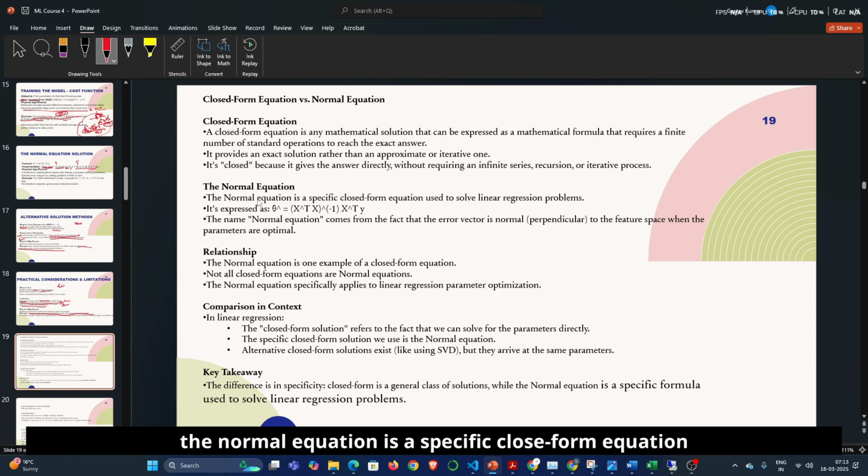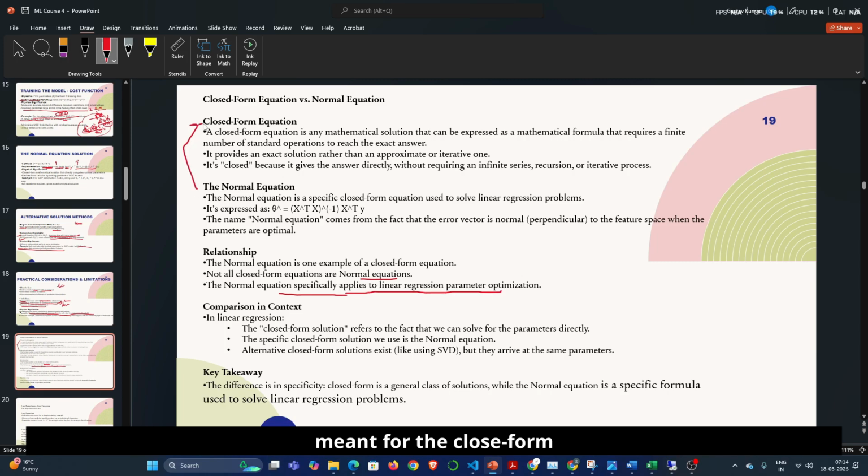The normal equation is a specific closed form equation. It's a part of the closed form approach to solving the linear regression problem. It is expressed like this. The name normal equation comes from the fact that the error vector is normal to the feature space when the parameters are optimal. Not all closed forms are normal equations, but all normal equations are closed form equations.